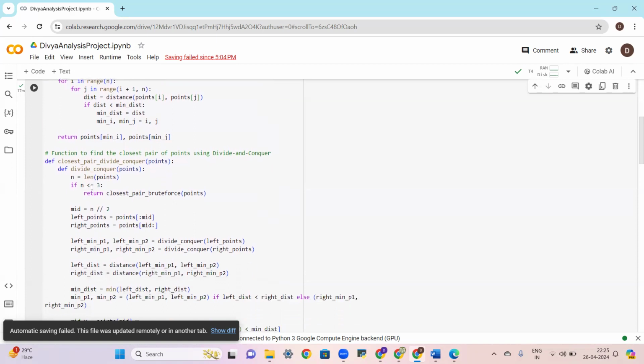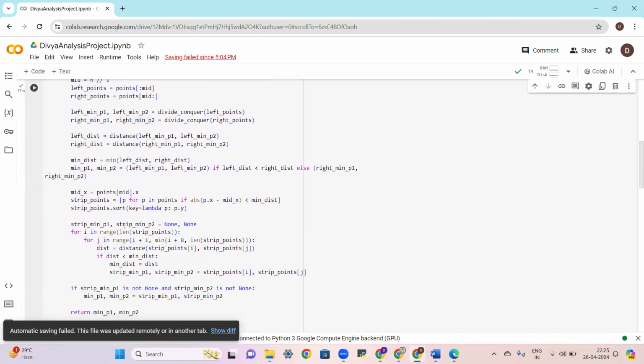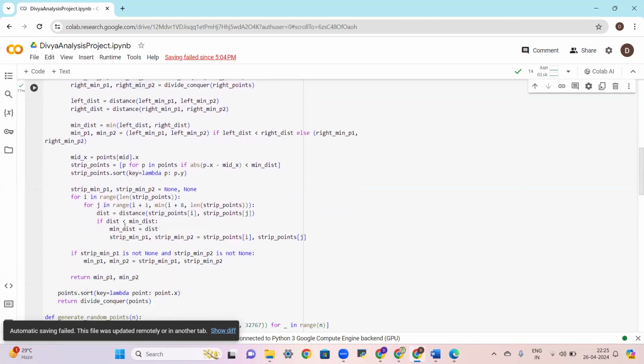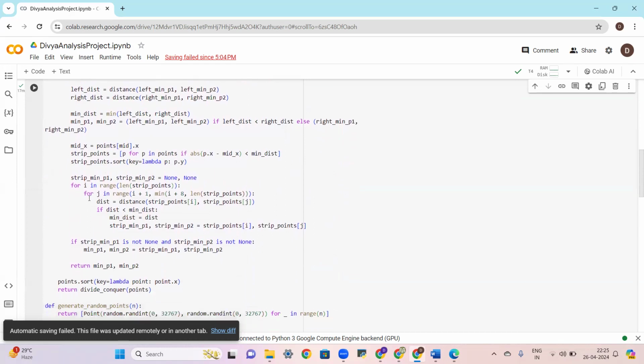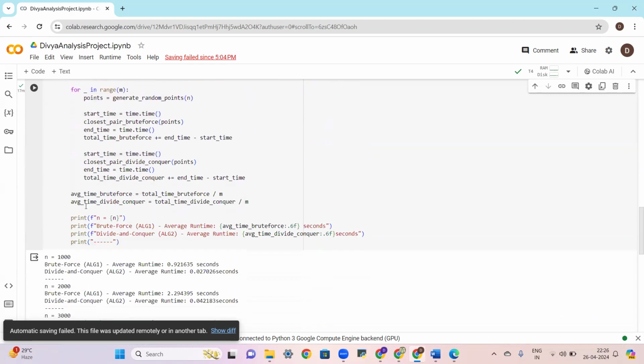Here, if n is less than or equal to 3, then it returns the brute force closest pair. And for the left points and the right points, we take the median value by dividing by 2. Left and right points are taken here, and then the strip. This is all the code that I have written, to run the n values, and finally I have used print statements to show the values clearly.